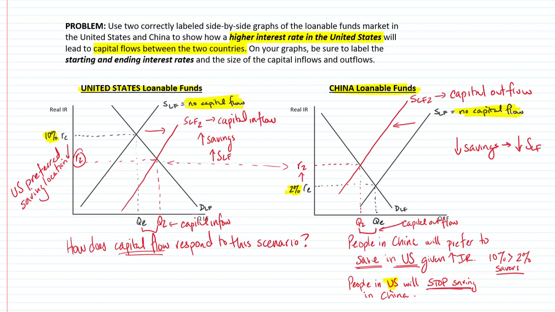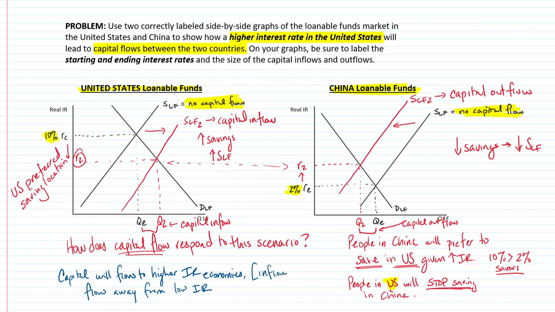What we just looked at and what we graphically showed is that capital will flow to higher interest rate economies, and will flow away from low interest rates. So this is inflow when there is a high interest rate, and outflow when there is a low interest rate. And that will lead to what we would call a balance of interest rates. That will start to bring interest rates into alignment.